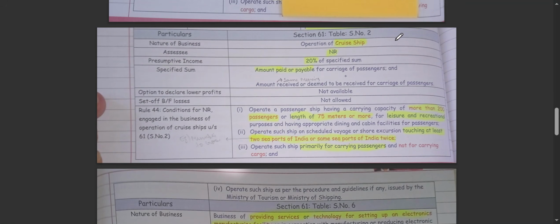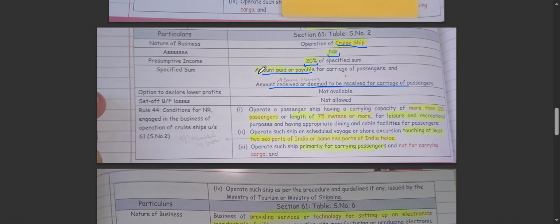Now, moving on to the next business, which is serial number 2. This is the case of a cruise ship. What happens in case of a cruise ship? In case it is operated by a non-resident, the amount of PGBP will be 20% of the specified sum. Again, for the specified sum in this case, it's not that accrual or received concept. It is the amount paid or payable for carriage of passengers. And then it is also mentioned in the law, in the Bare Act, the amount received or deemed to be received for carriage of passengers.